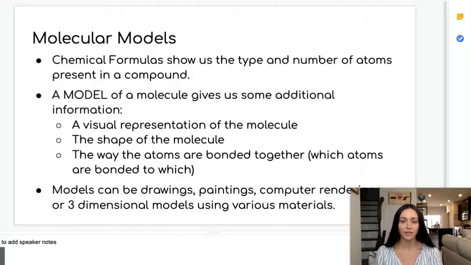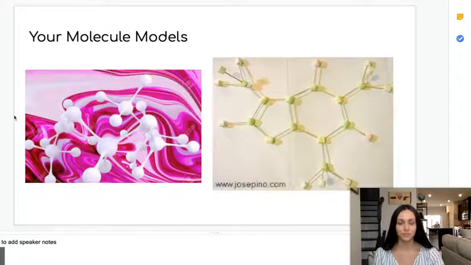First, they give us a clear visual representation of the model. This allows us to see the shape of the molecule and the way the atoms are bonded together, meaning which atoms are bonded to which. There are many different ways that you can create a molecular model, but some examples are drawings, paintings, computer renderings, and even three-dimensional models, which could be made using really any sort of material that can be formed into the components of a model.